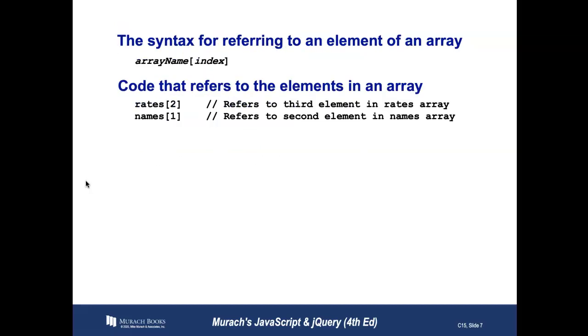So the syntax for referring to any element of an array, you simply put the index number inside the blocks after the array name. So if I have an array called students and it equals Charles and Ada, then if I did array name 0, 0 would be the first member and that would be Charles. So remember, arrays are 0 indexed. So rates 2 refers to the 3rd element in a rates array. Names 1 would be the 2nd element in a names array.